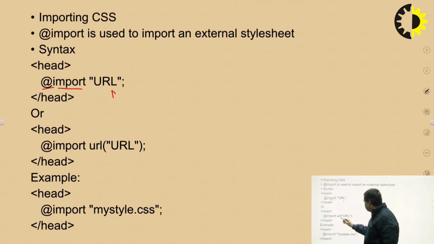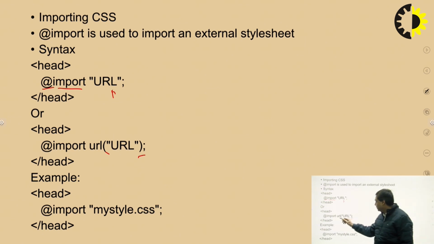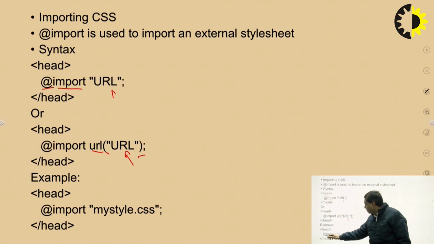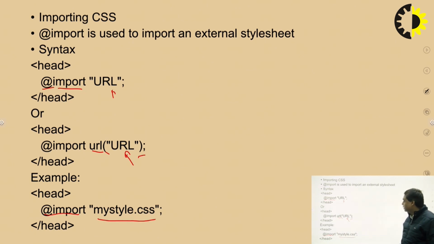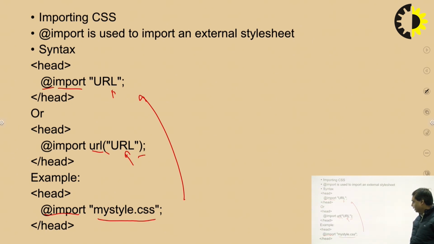You can use parentheses here. This is the second way of writing the import statement for importing the CSS. You just mention the URL; url is the keyword, then write the name of the URL here. So any CSS file will be imported into your file. The third is an example: you just write the import and mystyle.css, using the first way. So with the help of the import keyword, we can import the CSS into your file also.